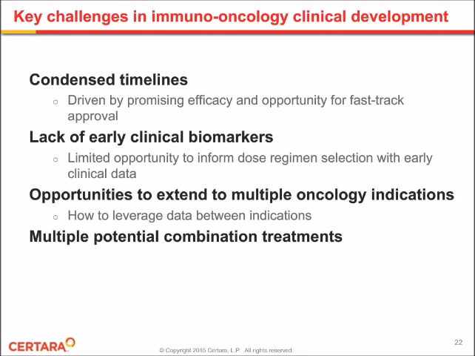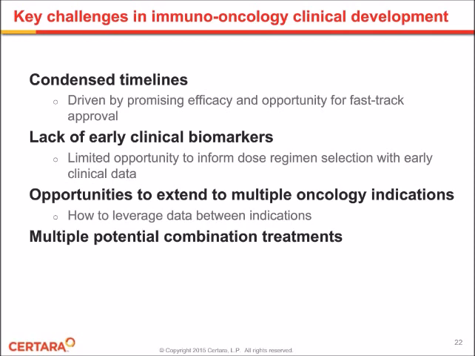So to sum up some of the key challenges in immuno-oncology clinical development from a modeling and simulation, but also general practical perspective. As I said, the timelines are very condensed. And there's a good reason for that, because it's really driven by the promising efficacy of these compounds, which resulted then in the opportunity for fast-track approval with regulatory authorities. Also, lack of early clinical biomarkers. There are no good biomarkers at this point to predict efficacy of these treatments. So there's a limited opportunity to inform those regimen selection with early clinical data.